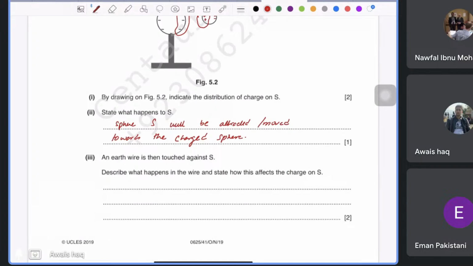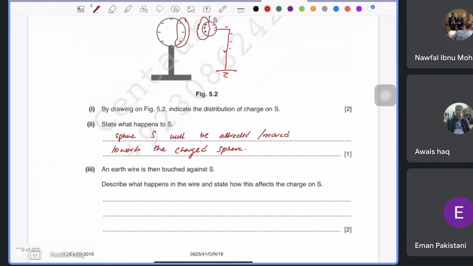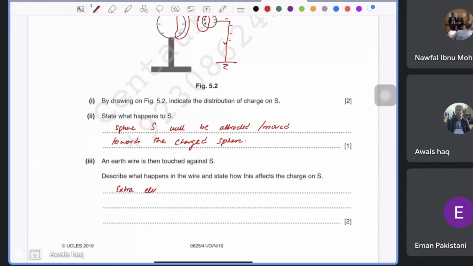The earth wire is then touched against S. Describe what happens to the wire and state how this affects the charge on S. If you touch an earth wire, then what happens is the electrons will be taken away. So extra electrons are taken away, and the sphere S becomes positively charged. So you just need to write that, the one that we've just done. It's pretty easy in that sense, that it just keeps on asking the same questions all over again.